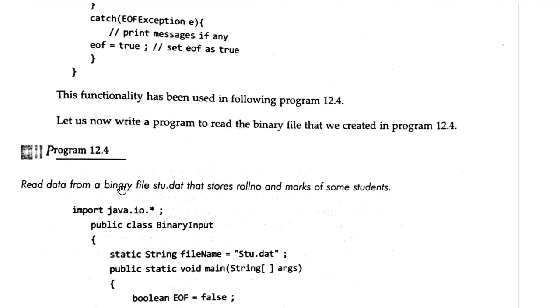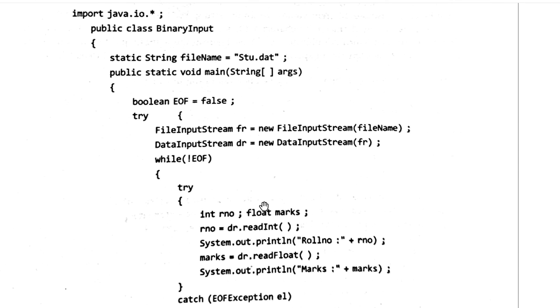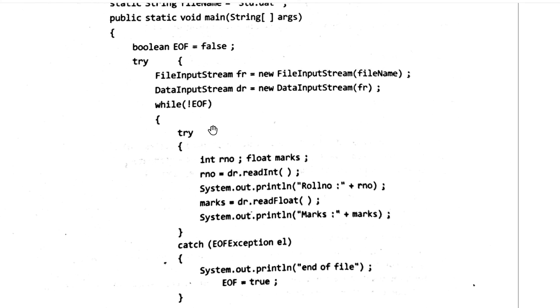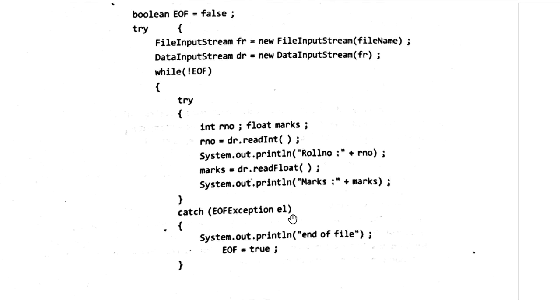See, this is the code: class name, this is the string file name to store the binary file name, then the main function, boolean EOF equal to false, FileInputStream and DataInputStream in the try block. In that try, while not EOF. In the while loop, another try and catch block. In the try block, we are reading roll number and marks from the file, roll number in the RNO variable and marks in the marks variable. Then we are printing. And this is EOFException, which will display the message end of file.